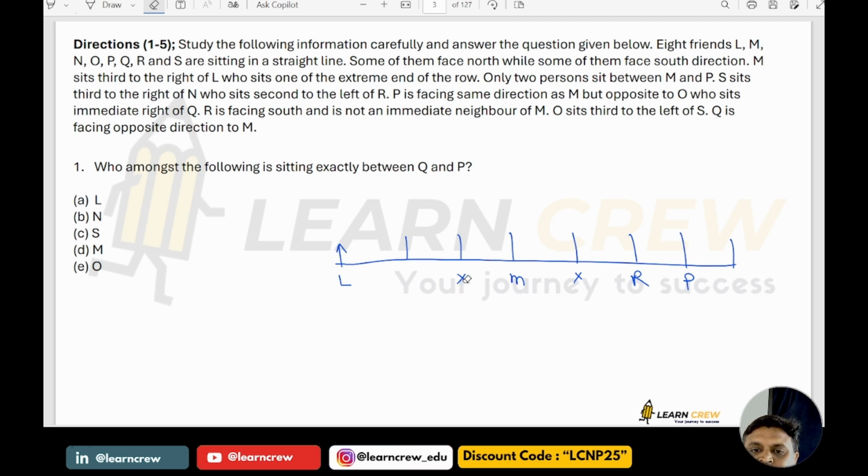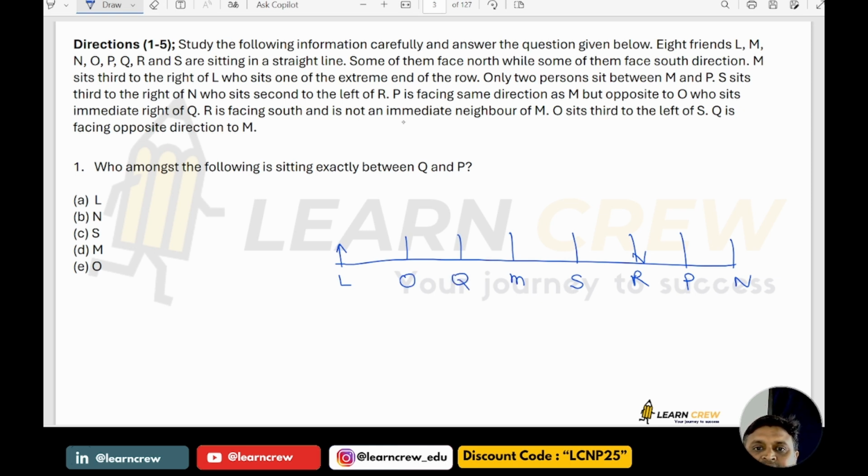N is second to the left of R means definitely R has to face south. If R is facing south, N will be here. And only 2 persons sit between M and P. S is third to the right of N means this side not possible. Third to right of N: first, second, third. So here you should have S. And O is third to left of S means this is the only possibility O, and the only person left is Q.